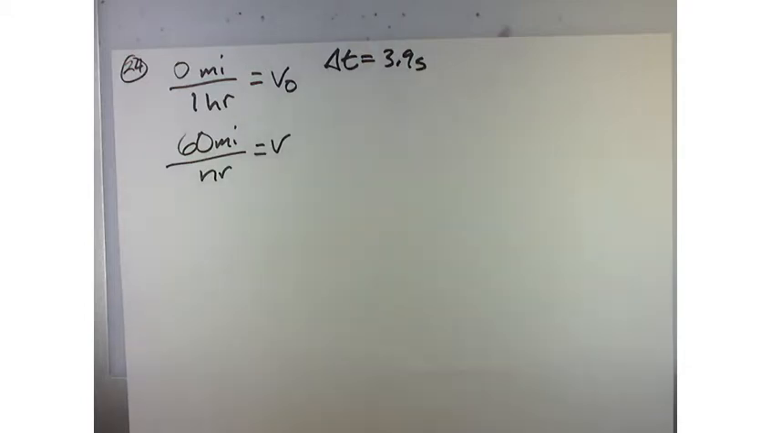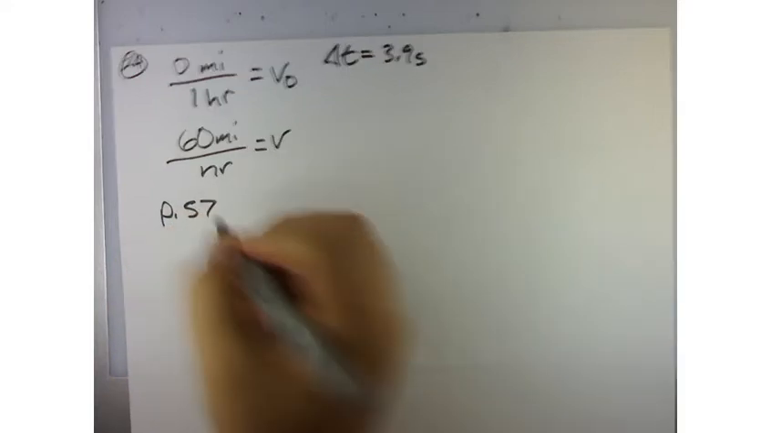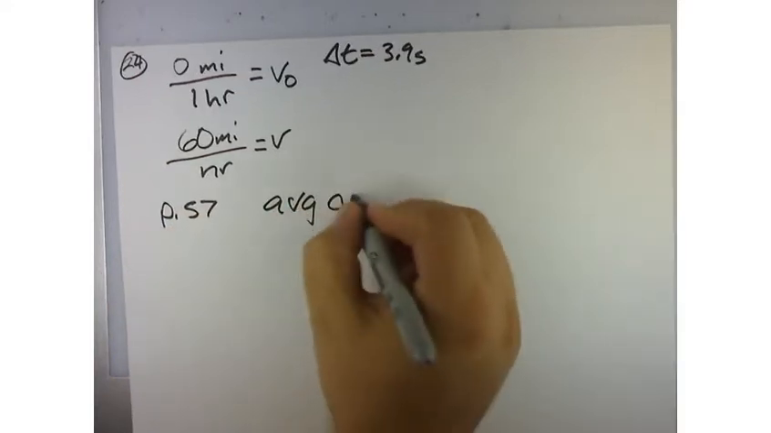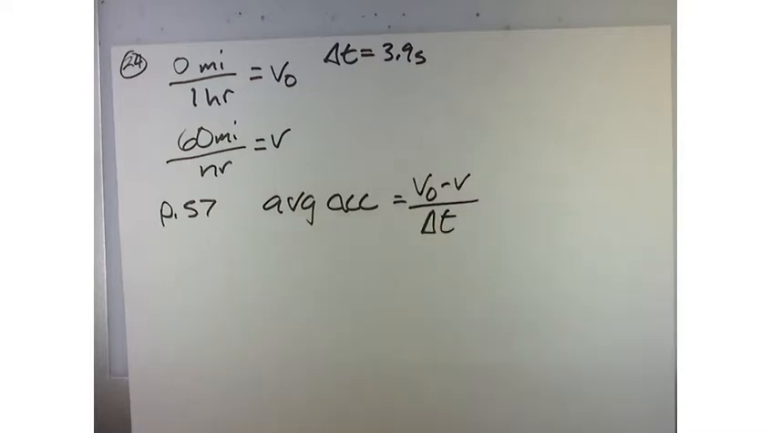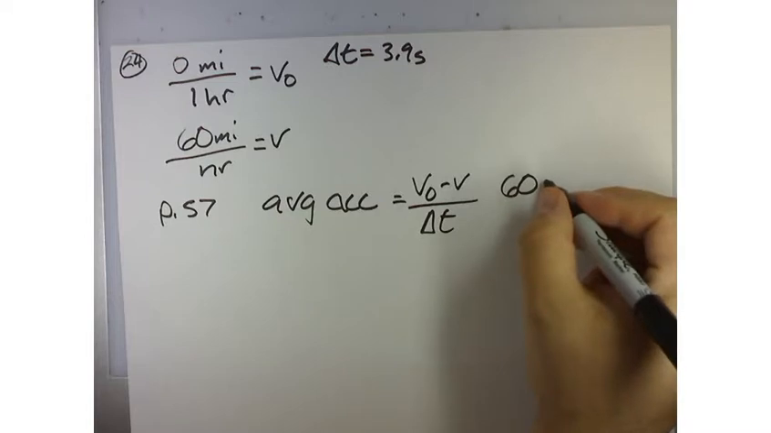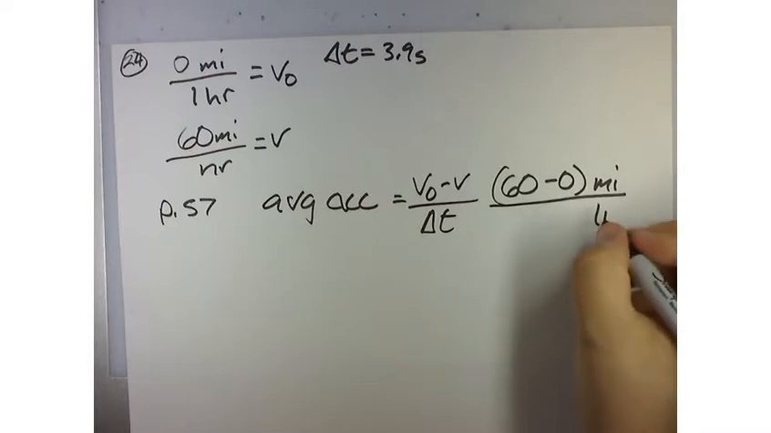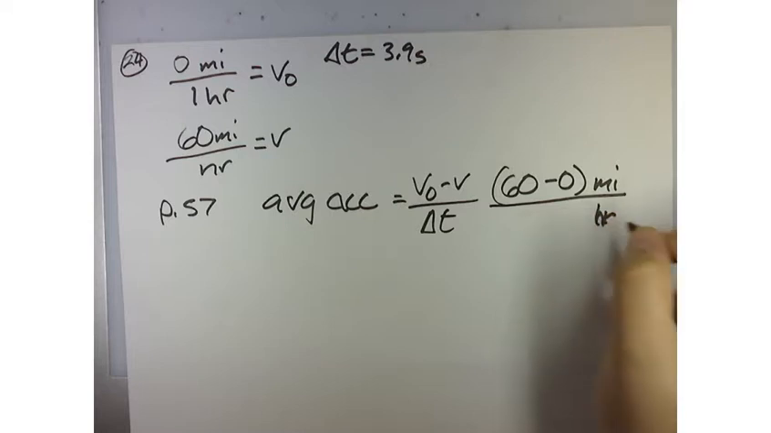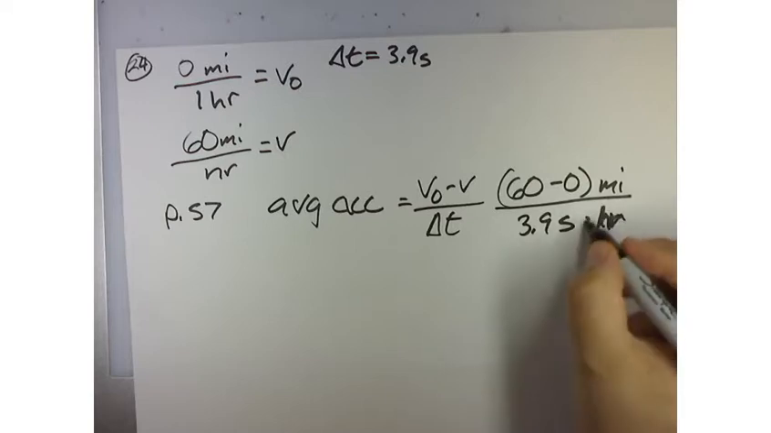The average acceleration. So to be consistent with your textbook, on page 57, it says that the average acceleration is v minus v naught all over delta t. That's one way to look at it. What does delta mean? Change. Change in time. So if I do that this way, then I've got 60 minus 0, and that is miles per 1 hour, all over 3.9 seconds. So I've got 1 hour and seconds, and those are going to be multiplied by each other.